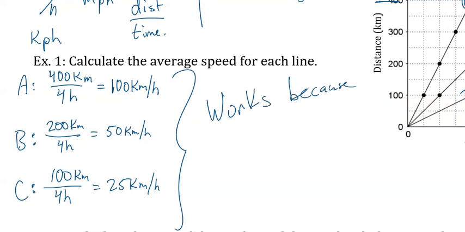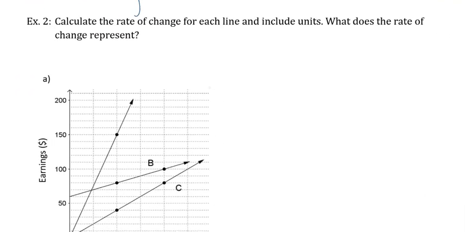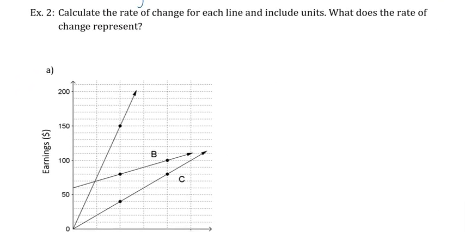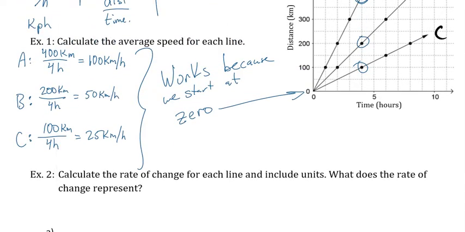Next one is calculate the rate of change for each line and include units. What does the rate of change represent? Okay, and for some reason 2 of these are labeled and not the third. So obviously the other one's going to be A. There's line A.